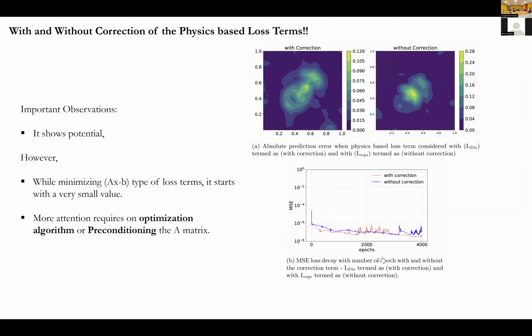But I am facing some issues here. Basically, I'm trying to minimize Ax minus b using Adam optimization. That's the whole game I am doing here: just minimizing a linear system of equations using optimization.